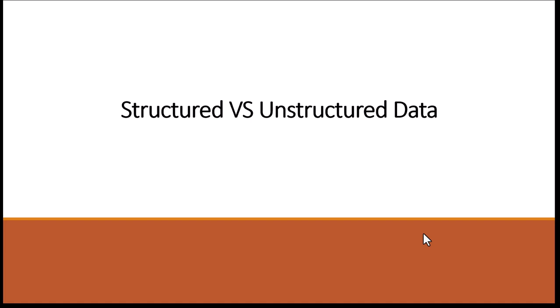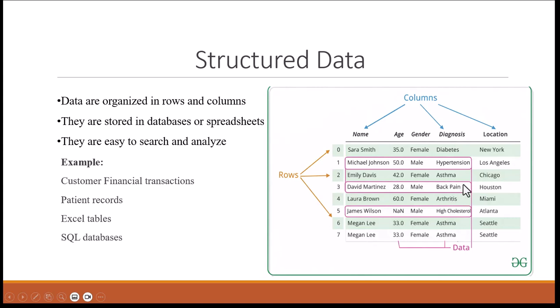First, I want to provide you with a complete explanation of structured and unstructured data and the differences between them. What is structured data? Structured data refers to data which is organized in rows and columns. And these formats make it easy to search and analyze. They're stored in different formats like SQL databases or other relational databases, in Excel spreadsheets, or even in CSV files.